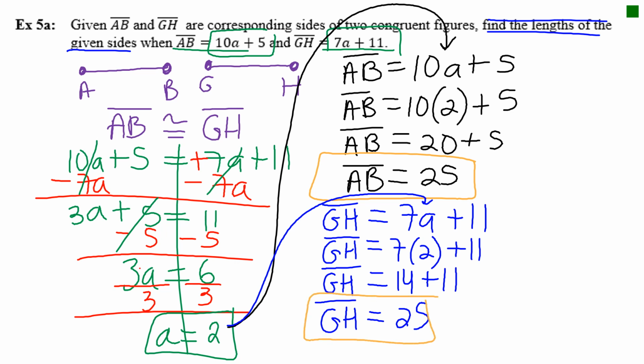Okay. Now, just to recap, first thing I needed to do was set the two line segments congruent so that I can solve for A. Once I solve for A, I need to plug it back into the line segment AB and the line segment GH. You'll notice that AB and GH ended up having the same length, and the reason for that was because they were congruent, or we made them congruent so that we can figure out what A value would ensure that they give us the same length.